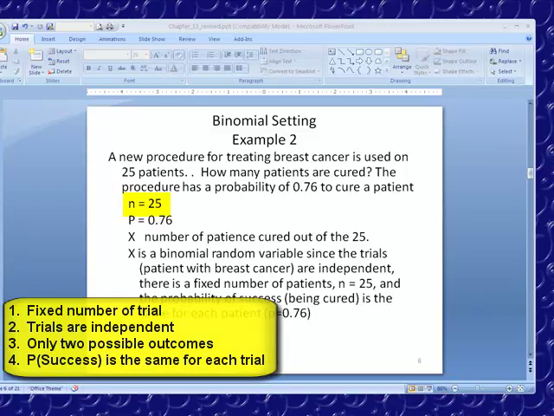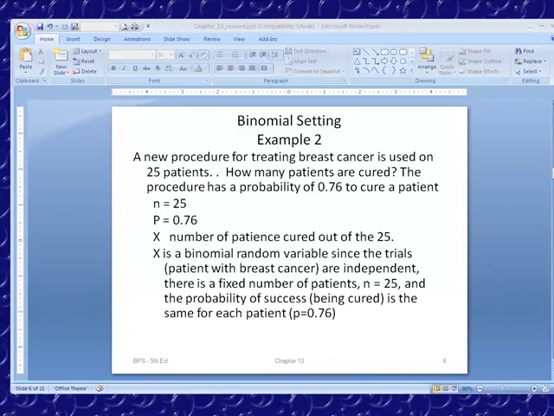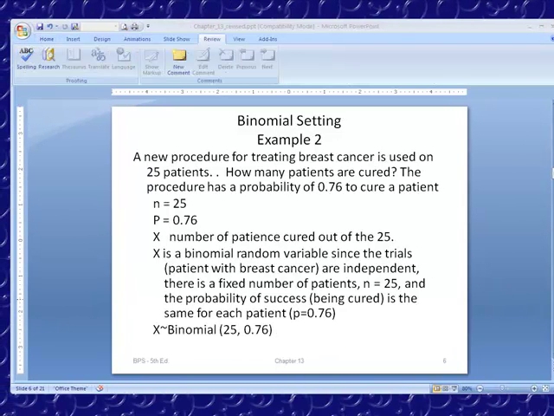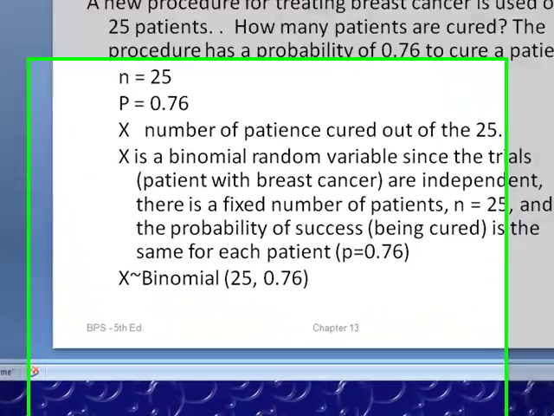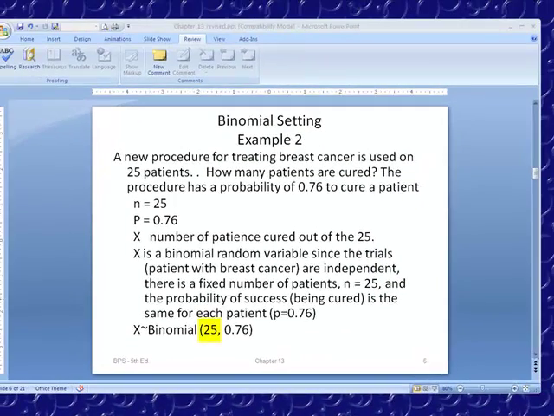So my n, the number of trials, is 25. The probability of a success is 0.76. So we would say that x is the number of patients cured out of 25, and therefore x is binomial. It's a binomial random variable with n being 25 and p being 0.76. So the shorthand way we would write this would be: x is binomial with the parameters 25 trials, that's the n, and p, the probability of a success, that a patient is cured, is 0.76.